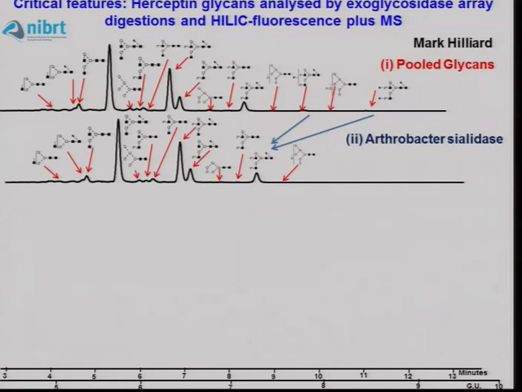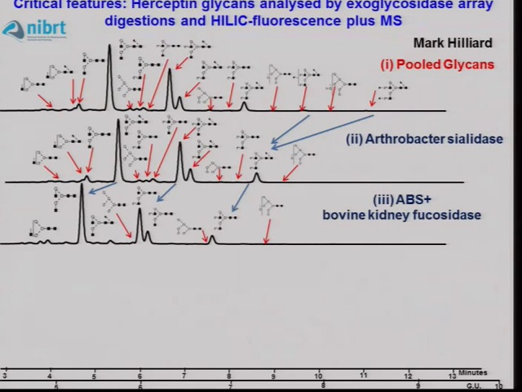You then use the Arthrobacter sialidase, and you can see some of these peaks have moved. Lots of them have stayed where they are, so they didn't contain terminal sialic acid. But anything that moved has terminal sialic acid attached to it. And you can see how far it's moved. So you can see this one has moved a long way, and it's got 2 sialic acid residues. This one's moved much less, so it had 1 terminal sialic acid residue.